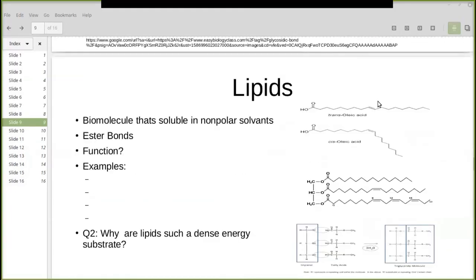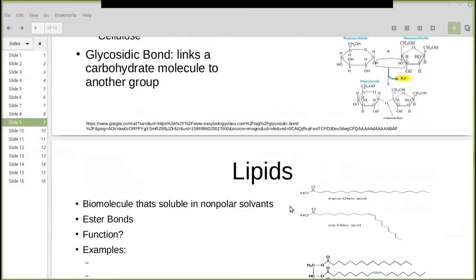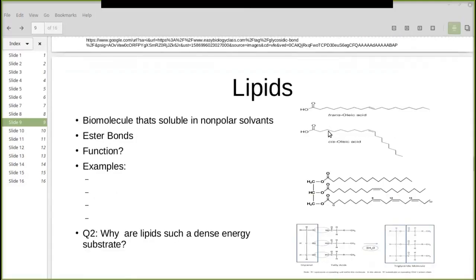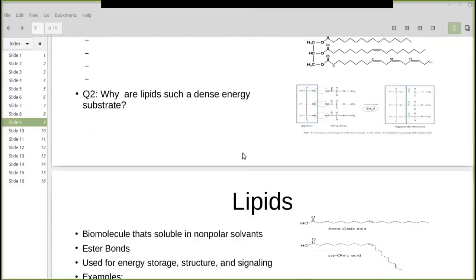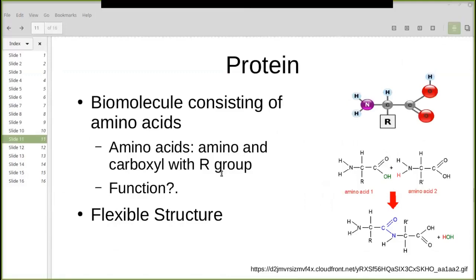Another reason is that you look at the molecules over here, very, very reduced, don't have much oxygen associated with them, not really oxidized, where you see here oxygen's everywhere pulling away electrons. The more reduced the molecule is, the more electrons you could pass on to oxygen, the more energy you can release. That's why lipids are such dense energy sources, very good for energy storage, among other things.